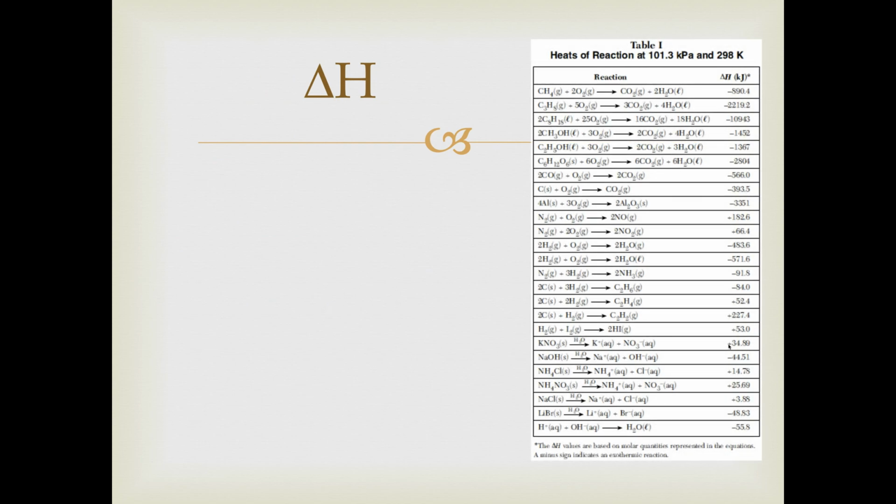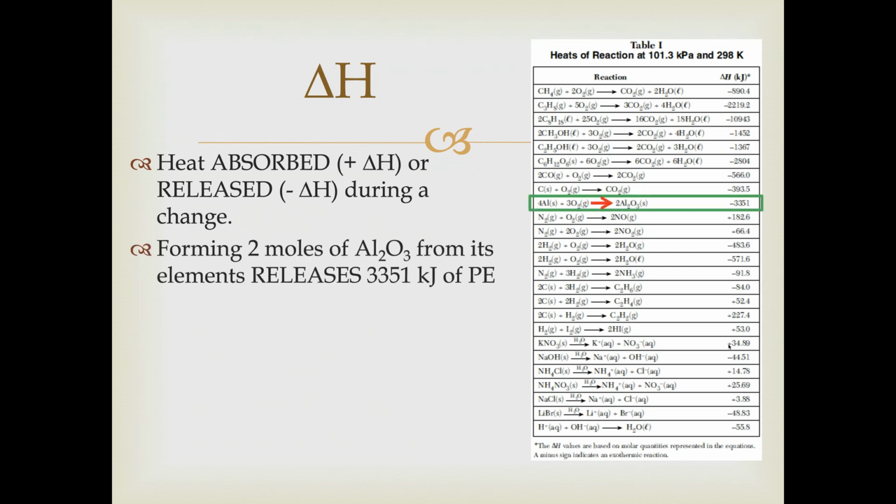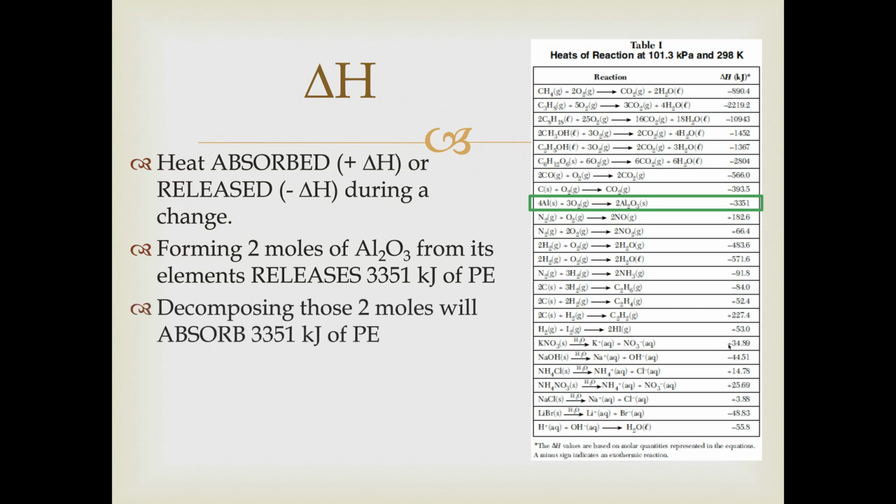So what is this delta H thing anyway? Well, it's either the heat that's absorbed, which is the positive delta H, or released, the negative delta H, during any kind of change, whether it's physical or chemical. Now, according to this table, forming aluminum oxide from its elements releases, see that minus sign there, 3,351 kilojoules of potential energy. That's for every 2 moles of aluminum oxide formed. So if you decompose these 2 moles, if you go the other way, it will absorb 3,351 kilojoules. So all you have to do is reverse the sign when you reverse the reaction to find out how much energy is involved.